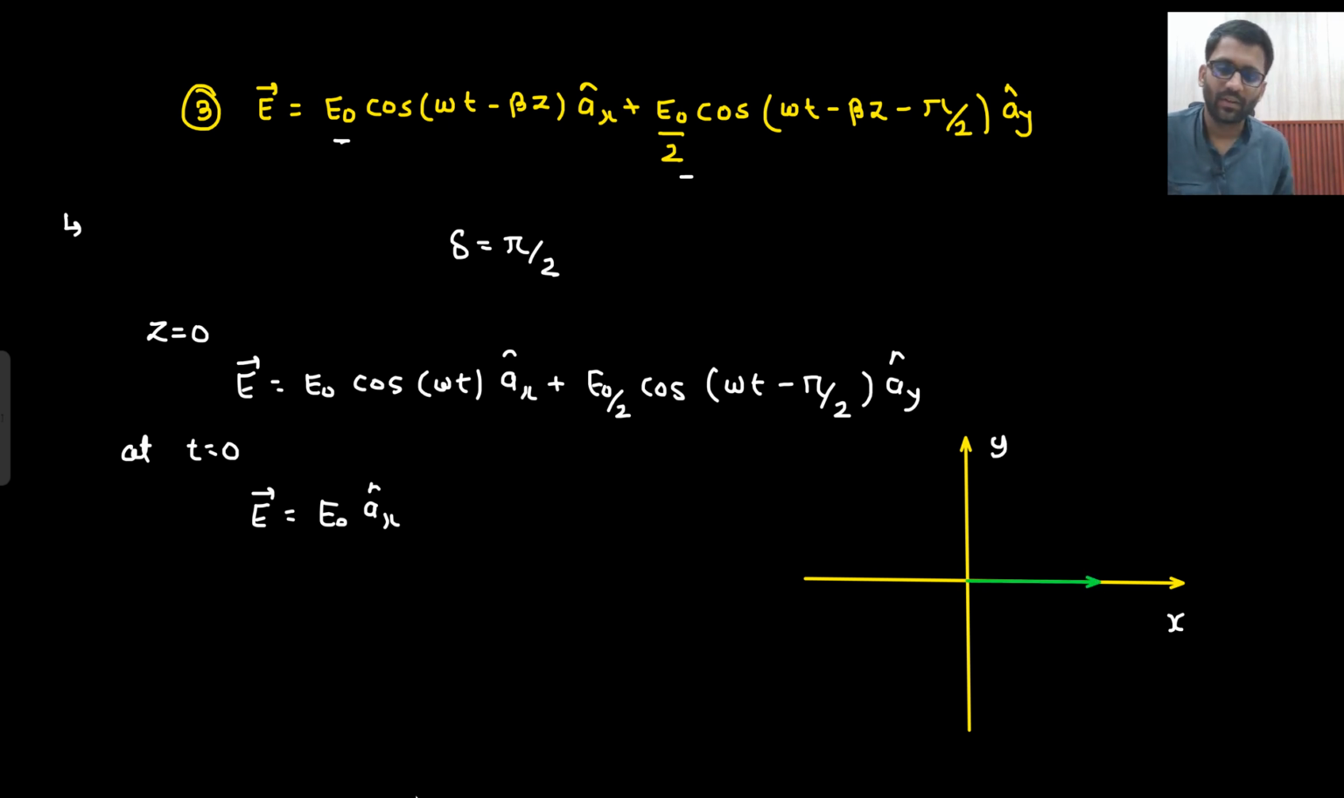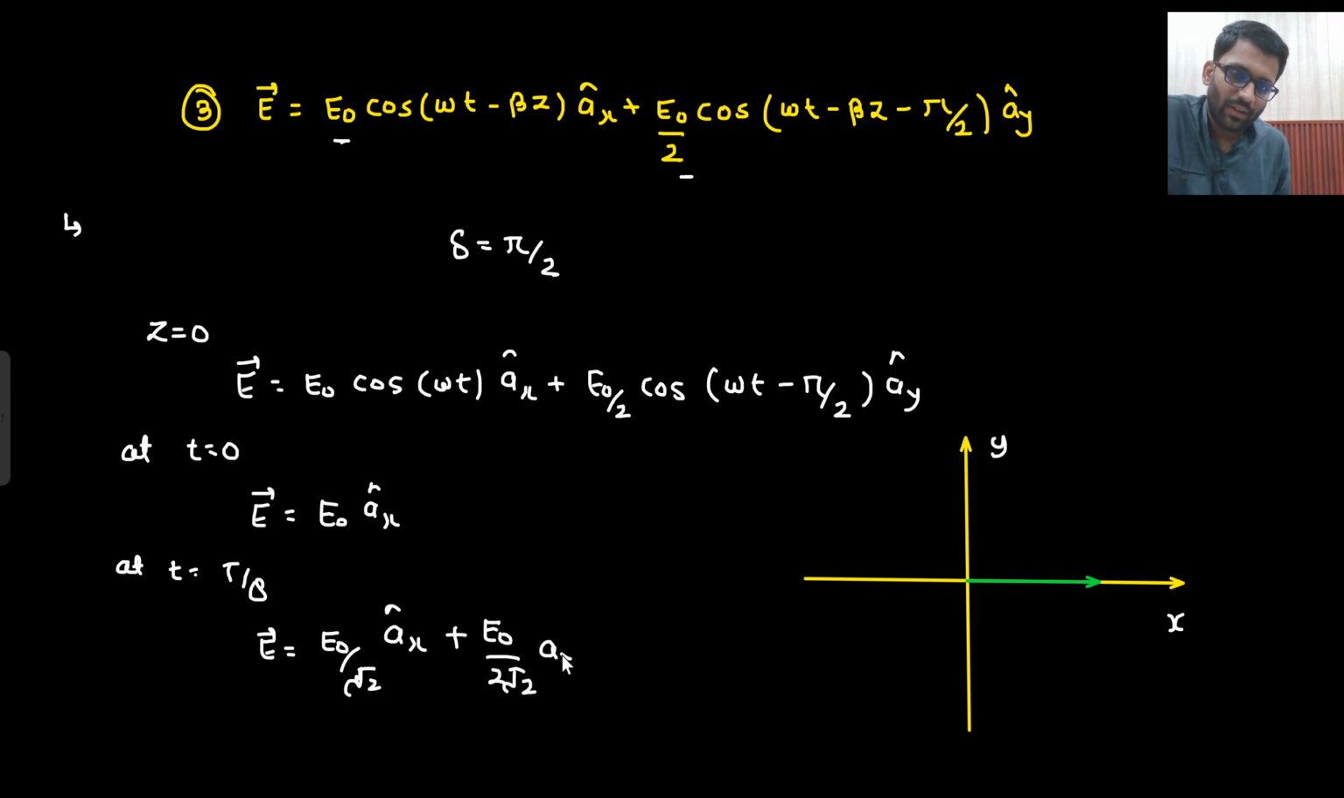E naught ax cap. Let's check at t equals T by 8. So what will be your omega t value at T by 8? 2 pi by T into T by 8, so that would be pi by 4. If I put pi by 4 here, it would be E naught by under root 2 ax cap, plus if I put pi by 4 here, pi by 4 minus pi by 2 minus pi by 4, so E naught by 2 root 2 ay cap.